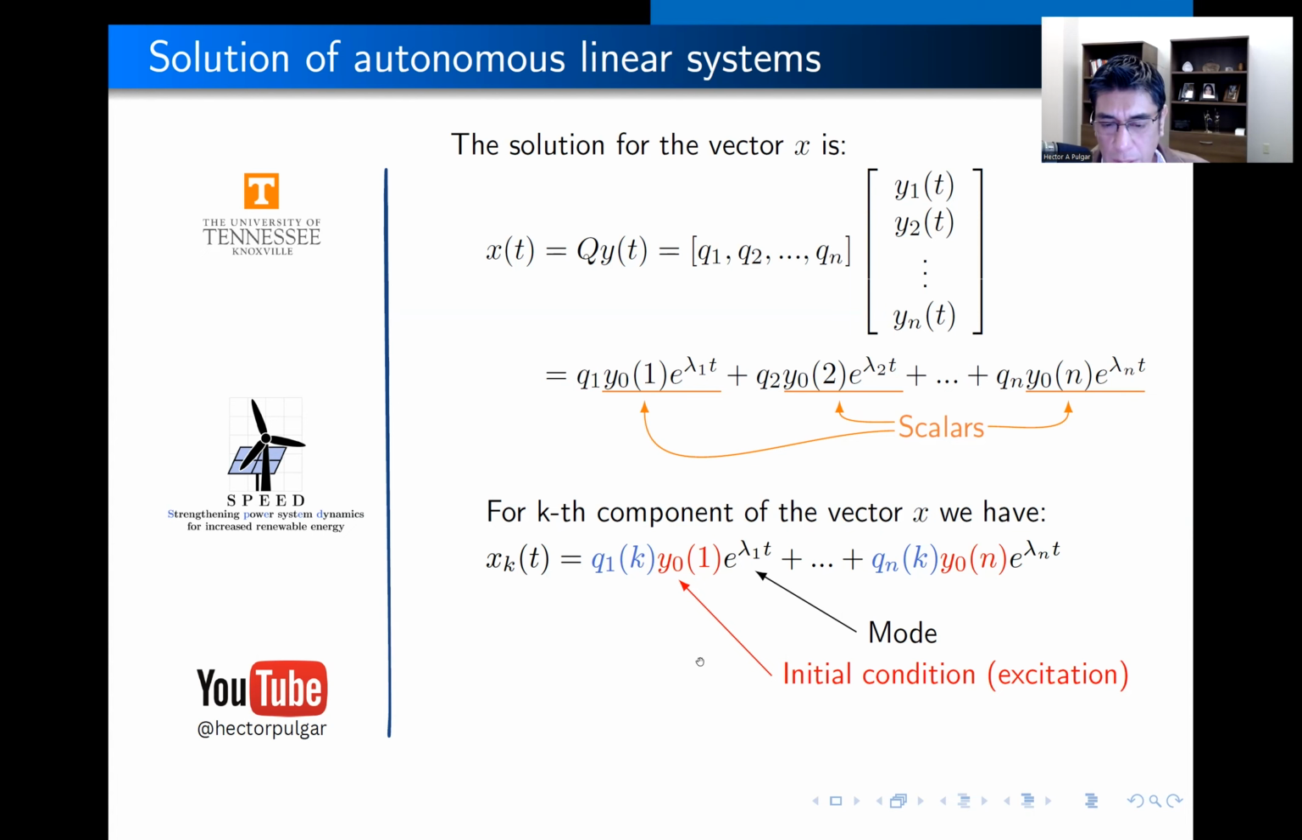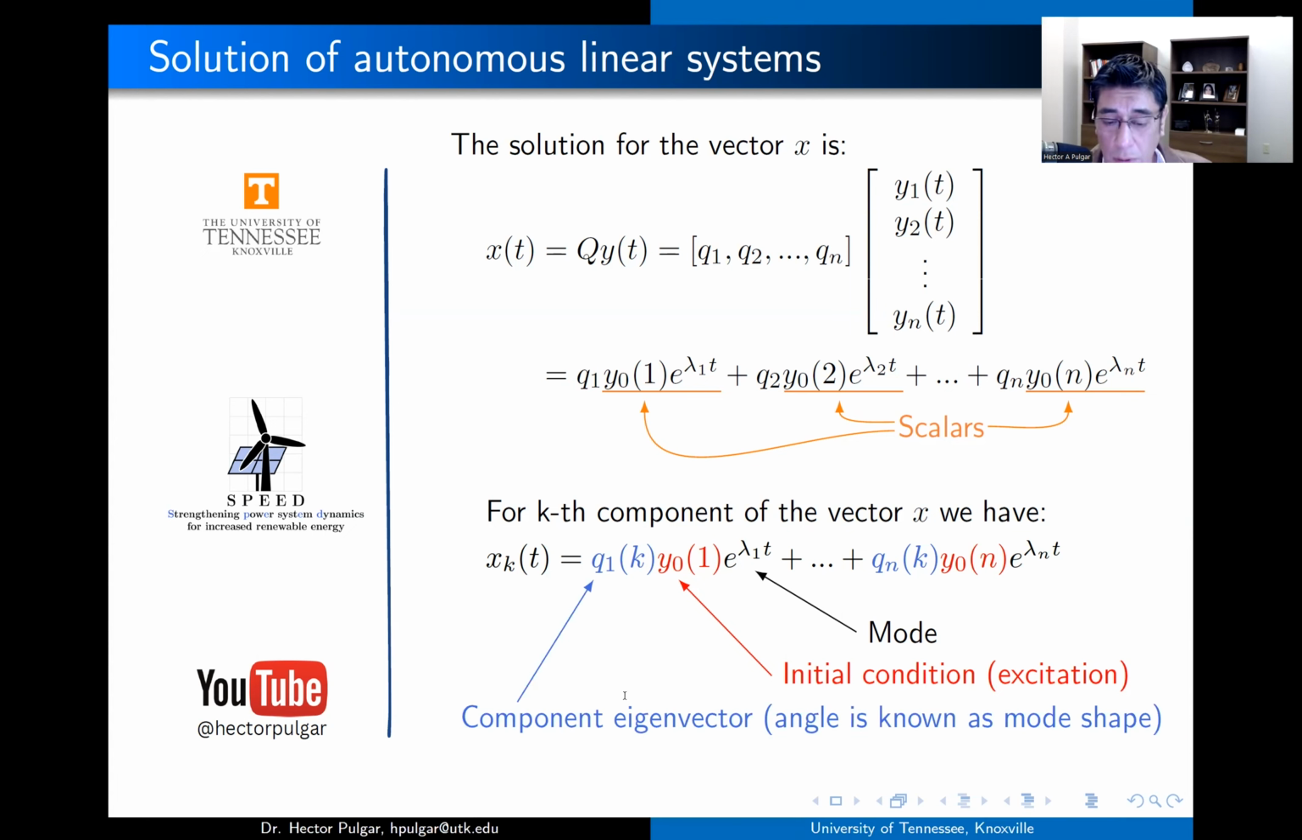The final component has to do with the k components of the eigenvectors. This part is also known as the mode shape, and it is related to how the mode is going to be manifested in the state variables. For the particular case where you have a complex eigenvalue and you will have oscillation, the angle of this component will be related to the phase shift that the oscillation will have in the corresponding state variable.